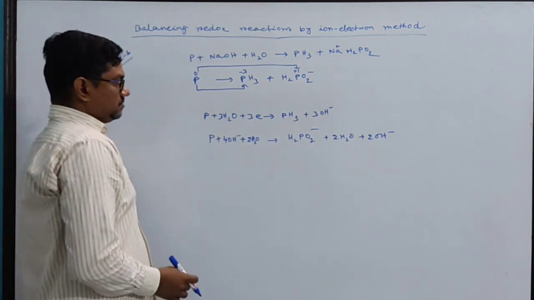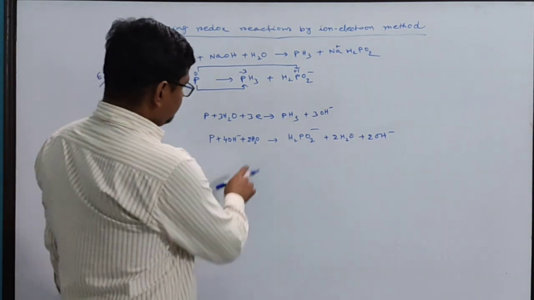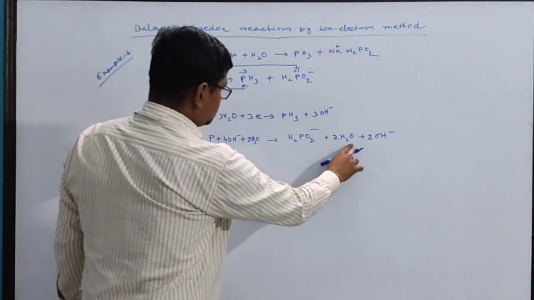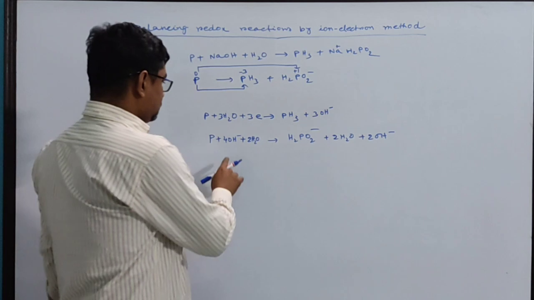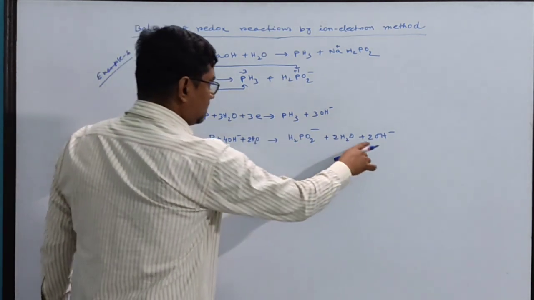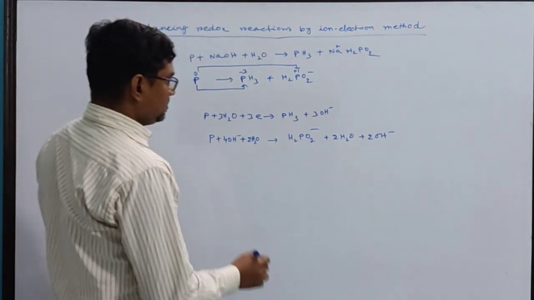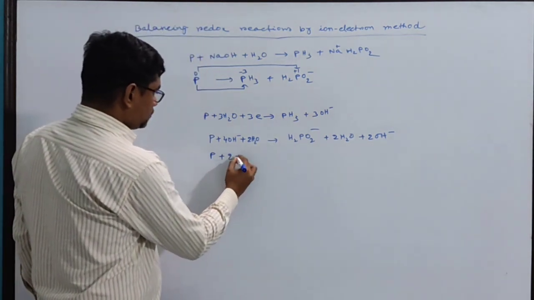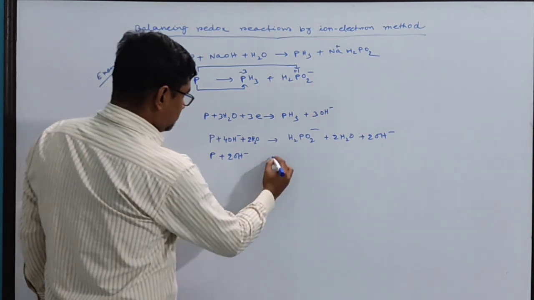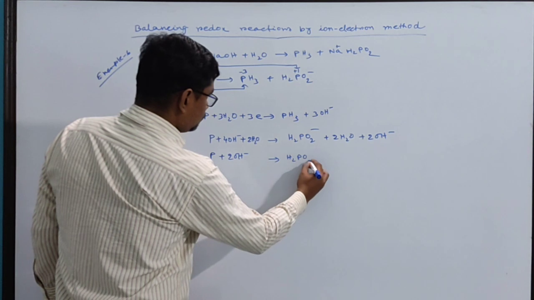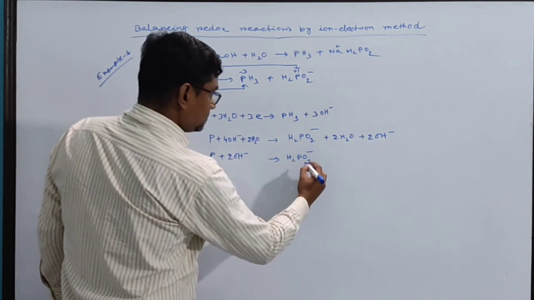Okay, so overall what we are getting, you see, 2 water molecules and 2 water molecules, so it will be cancelled out, and in the left hand side 4 hydroxide ions are there, and here 2 hydroxide ions are there. So resultant reaction will be phosphorus plus 2 OH minus going to H2PO2 minus.